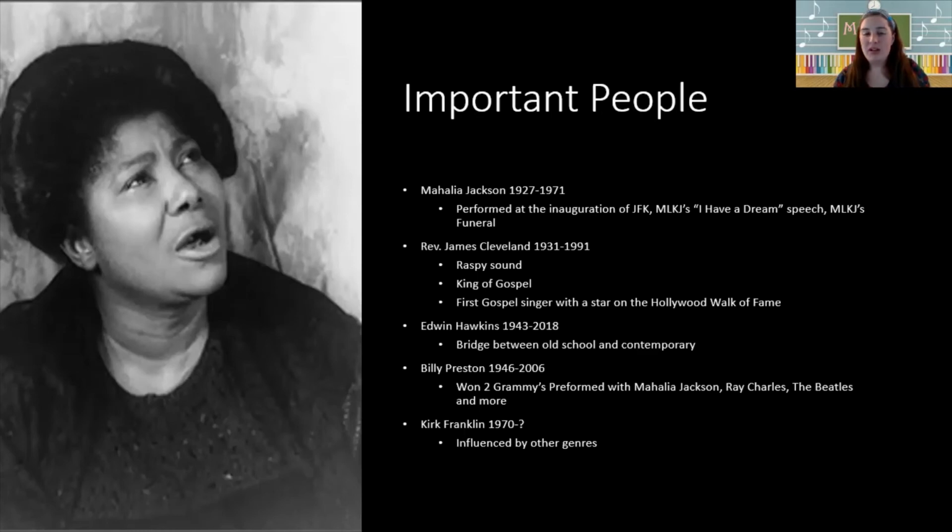We get Edwin Hawkins. He's kind of a bridge between this old and new school contemporary. Billy Preston, he's won 2 Grammys, performing with Mahalia Jackson, Ray Charles, the Beatles, and more. Very prolific singer. We get Kirk Franklin, and he really was influenced by other genres and kind of wanted, again, this incorporation of other styles in his bridge.